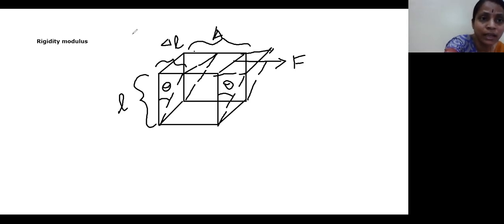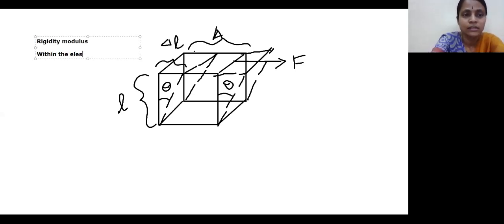So how am I going to talk about my rigidity modulus? Rigidity modulus, again, I'm going to talk about within the elastic limit of the given solid. What am I going to say? The ratio of the shear stress to the shear strain. I can also call this shear stress as what, children? Do you remember?